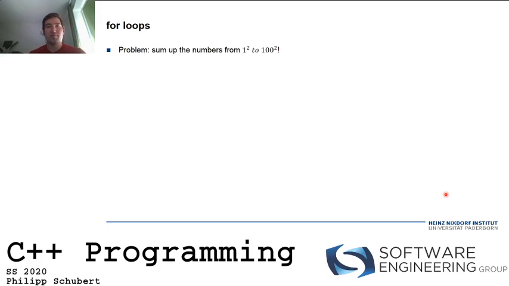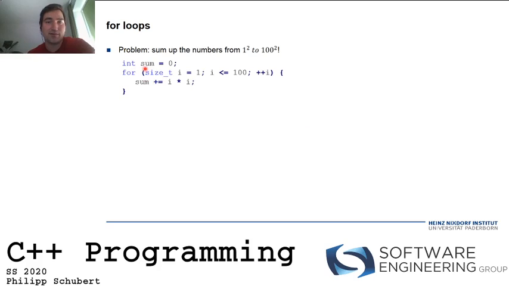Let's have a different problem. Maybe let's sum all the numbers from 1 to 100, but this time let's sum the squares of those numbers. So, the solution would be the following. Again, we need a variable that holds our result, which we call sum. We initialize it to 0. And then we have a loop from 1 to 100. Same game as on the last slide.